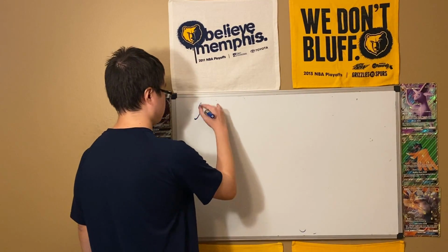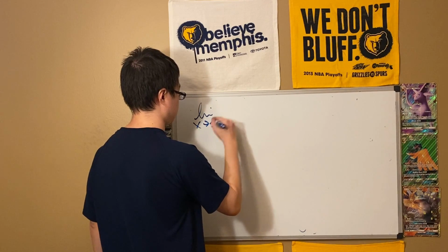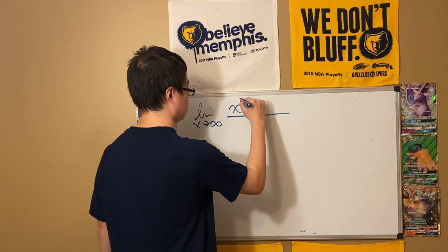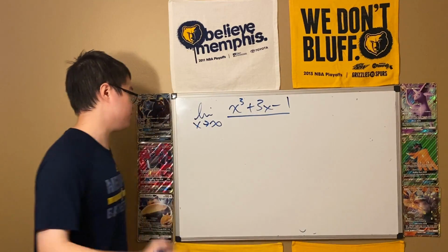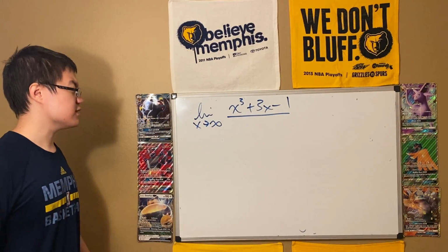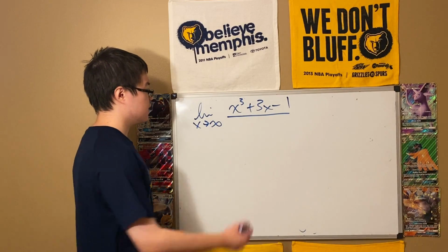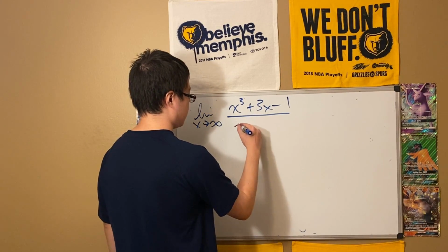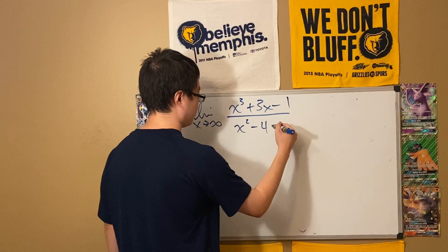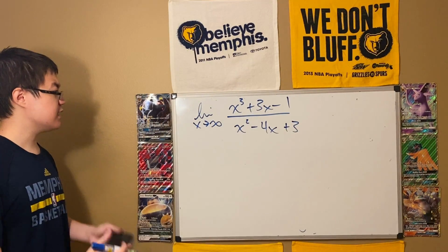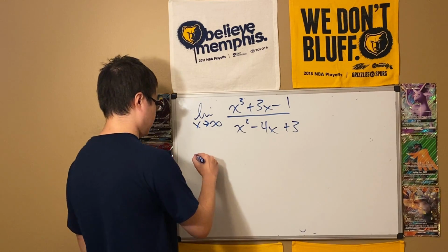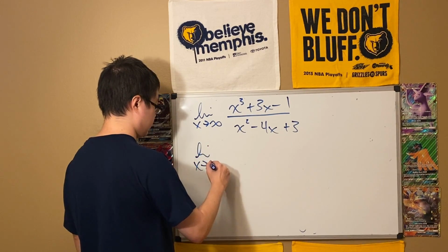So we have a limit as x goes to infinity, and we're going to have x cubed plus 3x squared minus 1. Let's just do the same exact thing. I don't know why my brain isn't very creative today, but sometimes you gotta let it rest. Next thing I'm going to do is x squared minus 4x plus 3. So this is going to be my next question, but we're going to see how that's different than, let's do 2 questions at once.